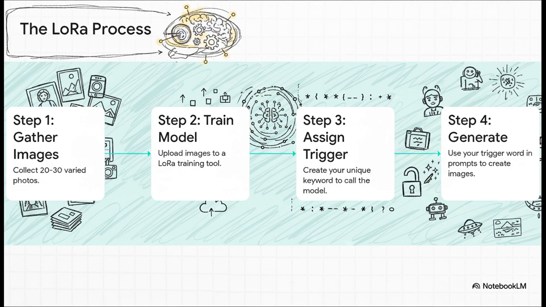So the whole process when you zoom out is really just 4 clear steps. First, you gather and prep those 20 to 30 images. Second, you upload them to a LoRA training tool to create your custom model. Third, you assign that unique trigger word. And fourth, that's it. You're ready to start generating images at scale just by using your trigger word in any prompt you can possibly think of.